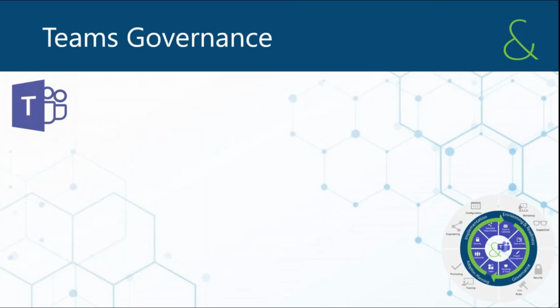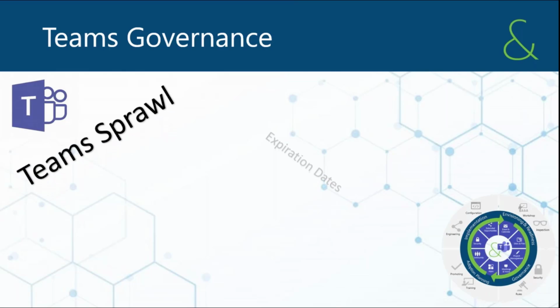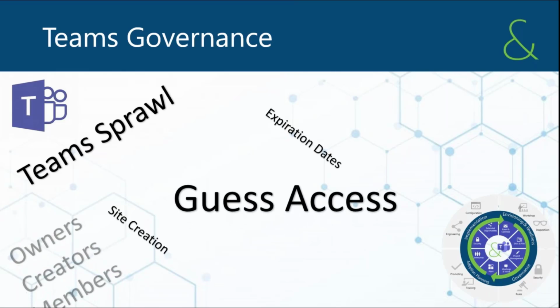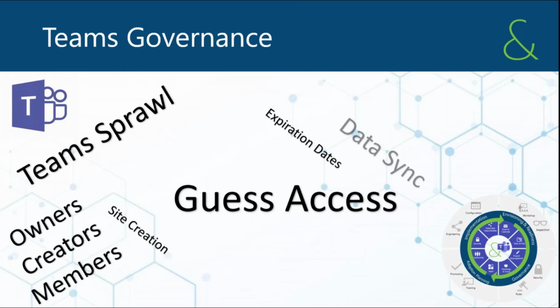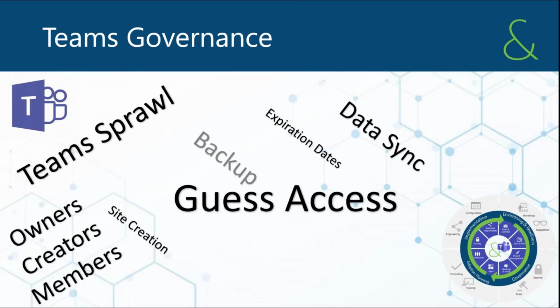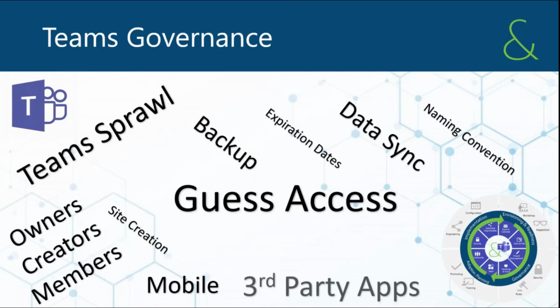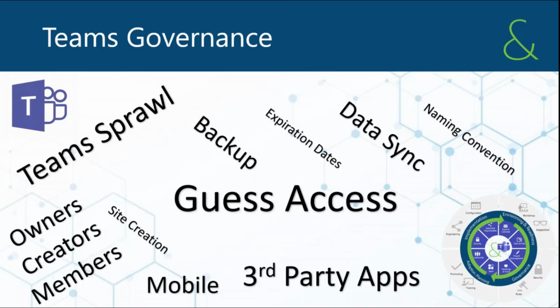So why do you need governance? Sprawl. You could have hundreds or thousands of sites created. If you don't have a way to control expiration of those sites, they'll be there forever. Do you know who the owner is, who the creators are, who are members? Do you know how your data is being backed up? Do you have a naming convention for those sites? Do you need to have guest access? That's people outside of your organization accessing data in your Teams site.